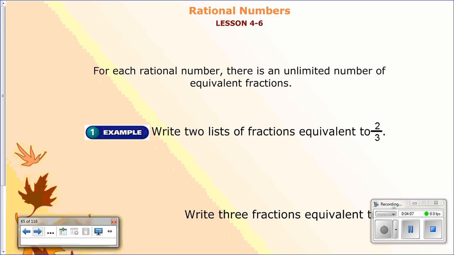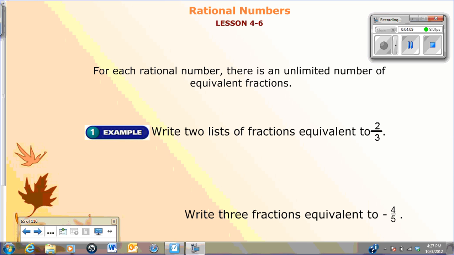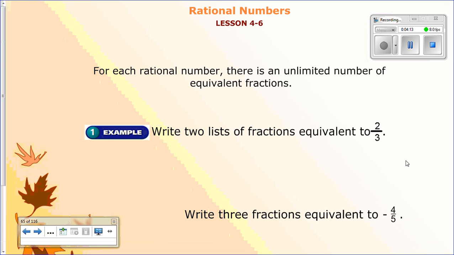For any rational number, there's an unlimited number of equivalent fractions because you could multiply it by any number and it's still equivalent. So for number one, it says, write 2 lists of fractions equivalent to 2/3. That means they want a positive list and a negative list. I'm going to show you that in a moment.